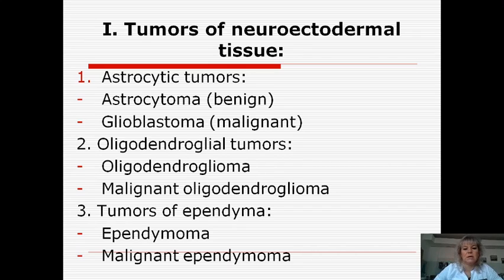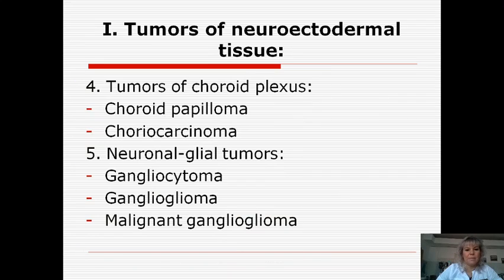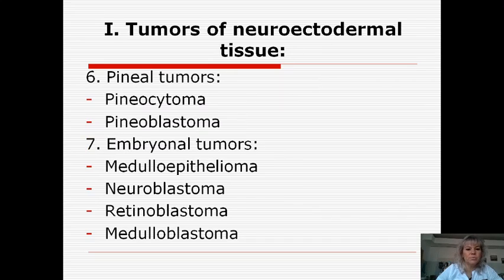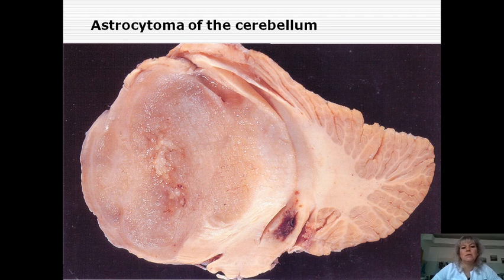Astrocytic, oligodendroglial, tumors of ependyma, tumors of choroid plexus, neuroglial tumors, many groups, pineal tumors, embryonal tumors, medulloepithelioma, neuroblastoma, retinoblastoma, medulloblastoma, many groups. In those photos, you can see examples.